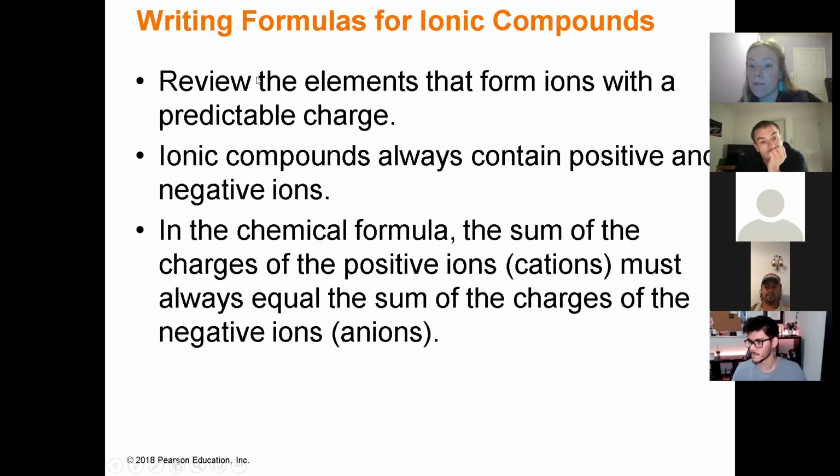So when you want to write a formula for an ionic compound, these are some things you want to do. Review the elements and their charges. Ionic compounds will always contain a positive and a negative ion. In the chemical formula, the sum of the charges of the positive cation and the sum of the charges of the negative anions need to equal each other, or the overall formula will have a neutral charge. That's why something positive and negative are coming together. They neutralize their charge.